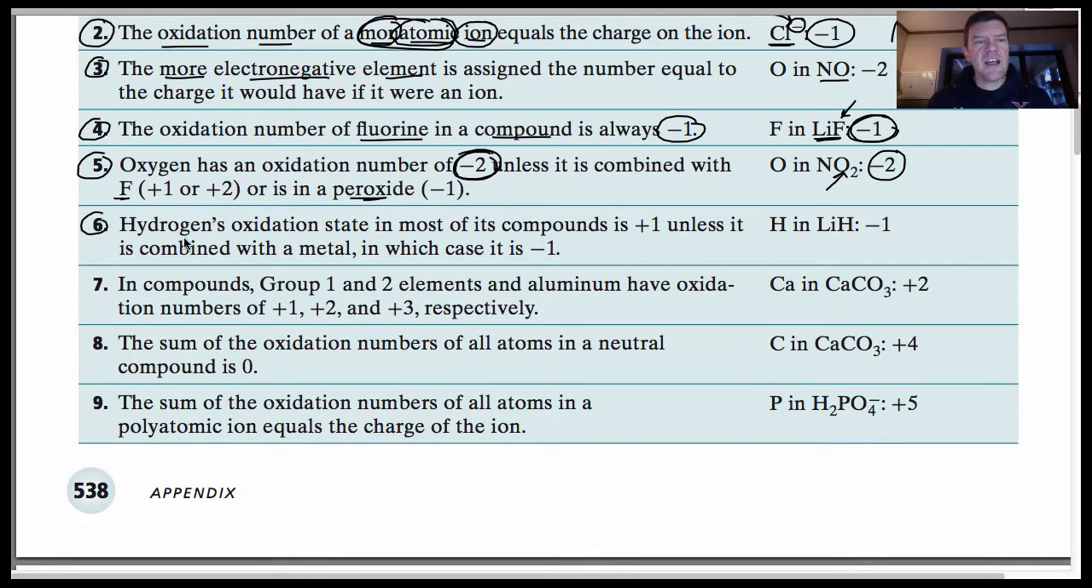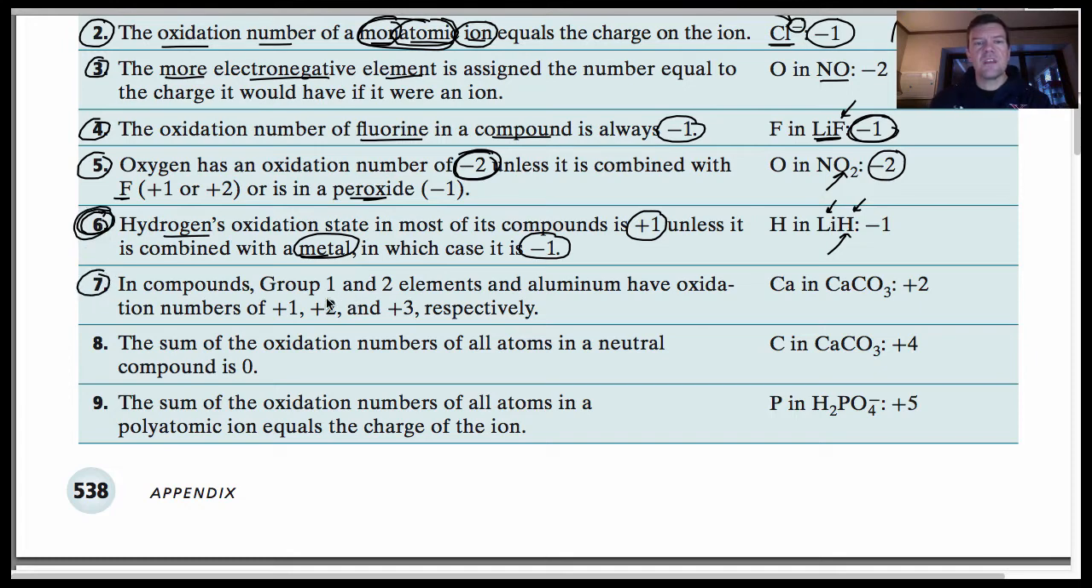And number 6, hydrogen's oxidation state is almost always +1. So if you see hydrogen in a compound, its oxidation state is +1, all right? Unless it is combined with a metal. So in this example right here, you'll see that hydrogen is combined with a metal, and that's when it's going to be a -1. I know it's a little confusing, but it's written there for you, and you can always refer to it. If you see hydrogen, you just refer to rule number 6.